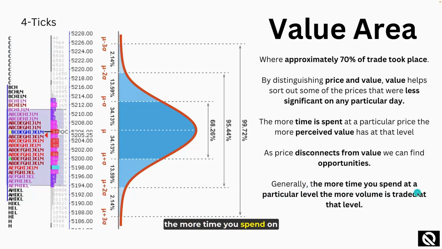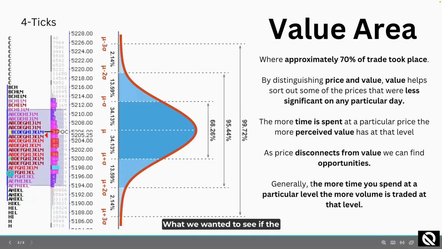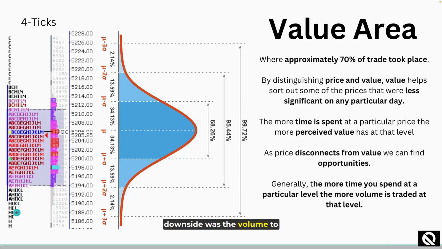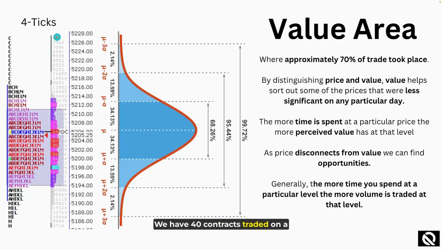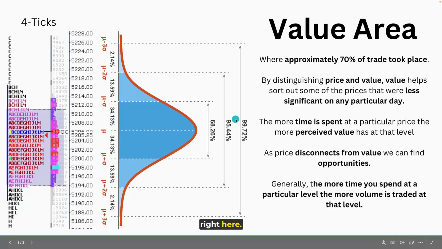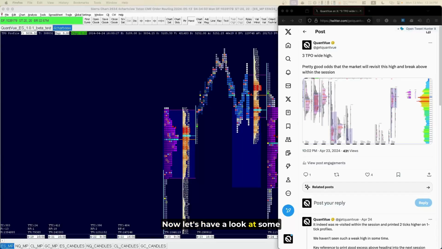Generally, the more time you spend at a particular level, the more volume is traded at that level. Same deal. What we wanted to see if the market was going to break to the downside was the volume to follow up. Same deal right here. We have 40 contracts traded on a 4-tick profile right here. This is a very non-significant level again, and the market simply returned back to value. Same deal right here.